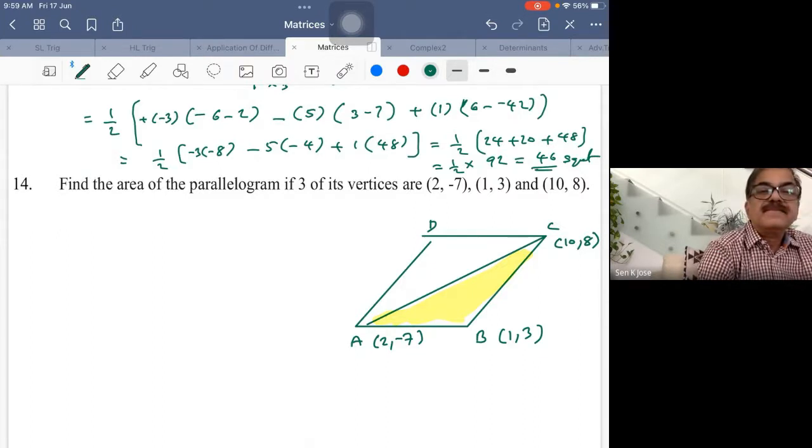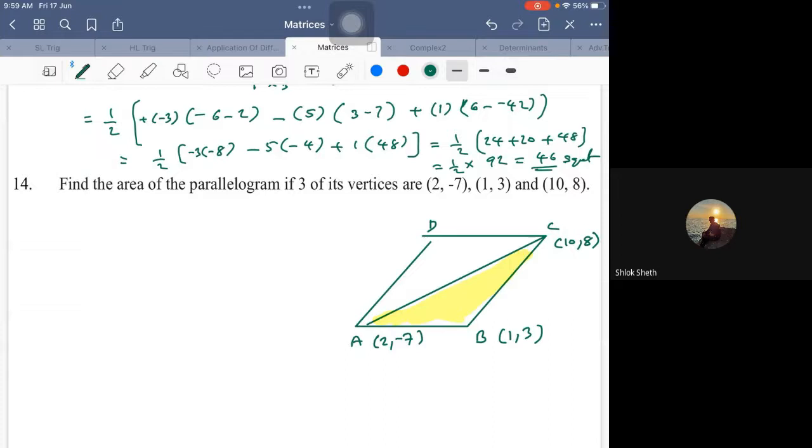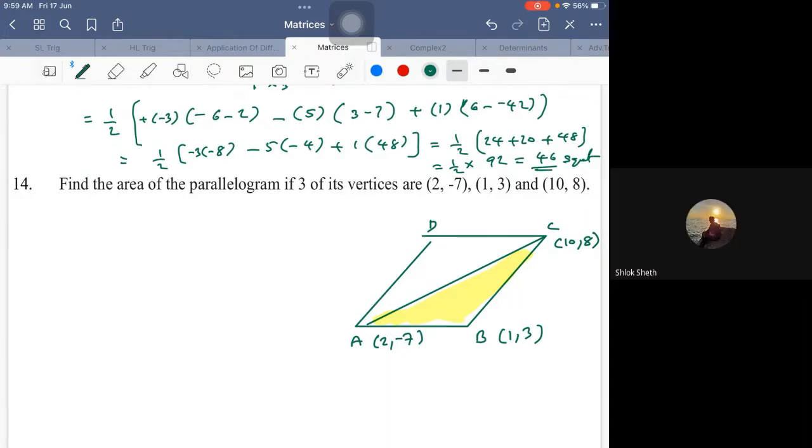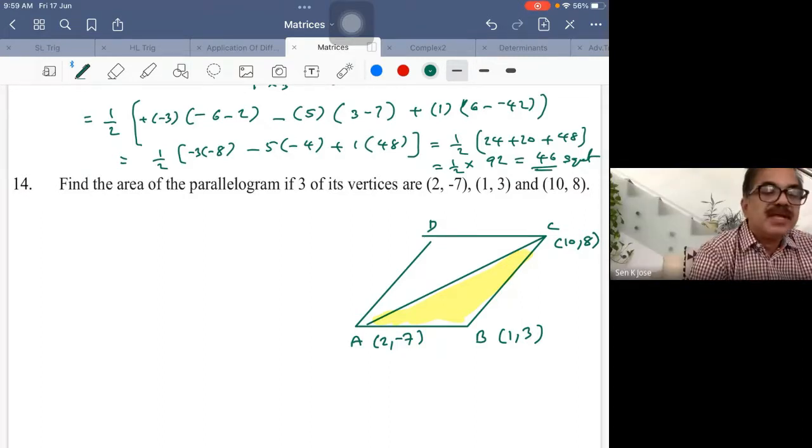So first, note down the vertices and then find the determinant. Put it in the area formula. So you will get the area of the triangle. And then how do I make the area of the parallelogram? Just double it. Come on, guys, you should do it. Find the area of the triangle ABC and then double it to get the area of the parallelogram. Go ahead.